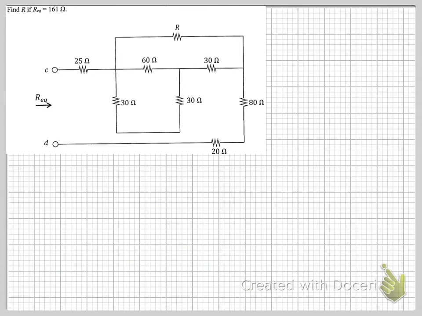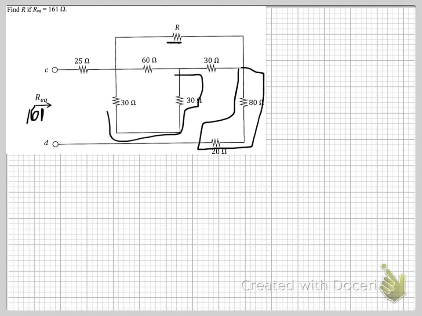The next question is, we are asked to determine R, the value of this resistor here, given that R equivalent is 161, okay? So first of all, you would see that you've got a series connection going on here. You've got a series connection going on here. Let me use a different color there. You've got a series connection going on there.